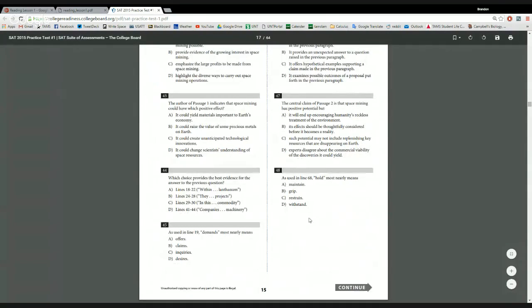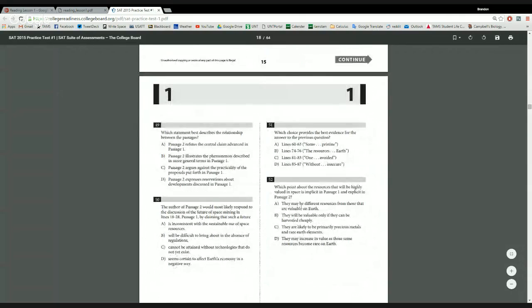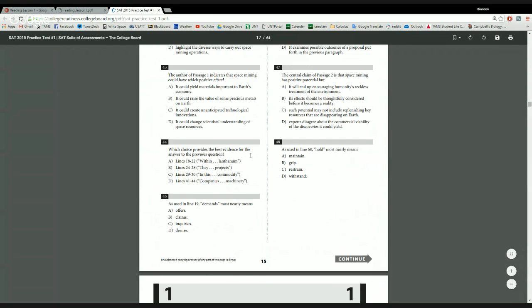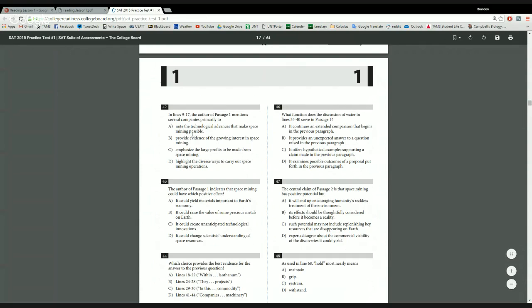And let's see what an example of both would be. This one, number 50. The author of passage 2 would most likely respond to the discussion of the future of spaceflight in lines 18 to 28, passage 1, by claiming that such a future blank. This question is referring to both passage 2 and 1, so you should mark B. So that's a new way to plot, or to go back to your answer choices to know which ones to answer first.